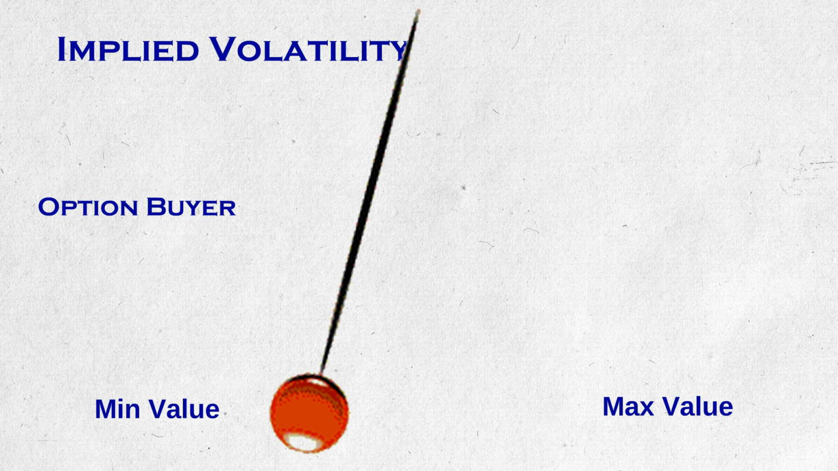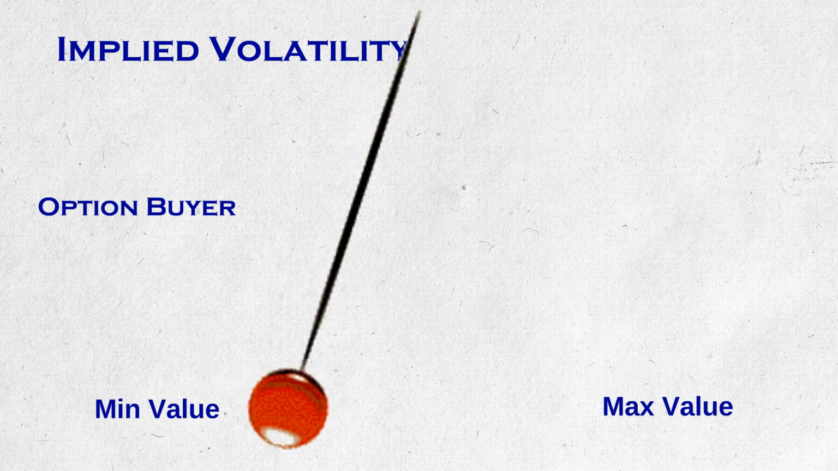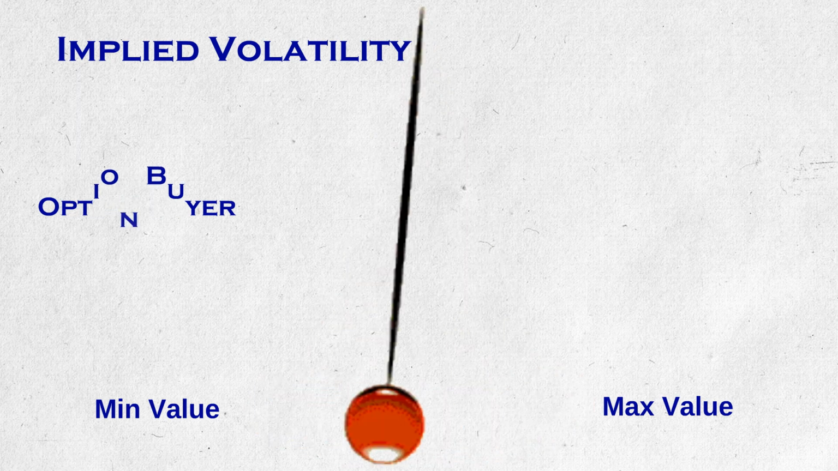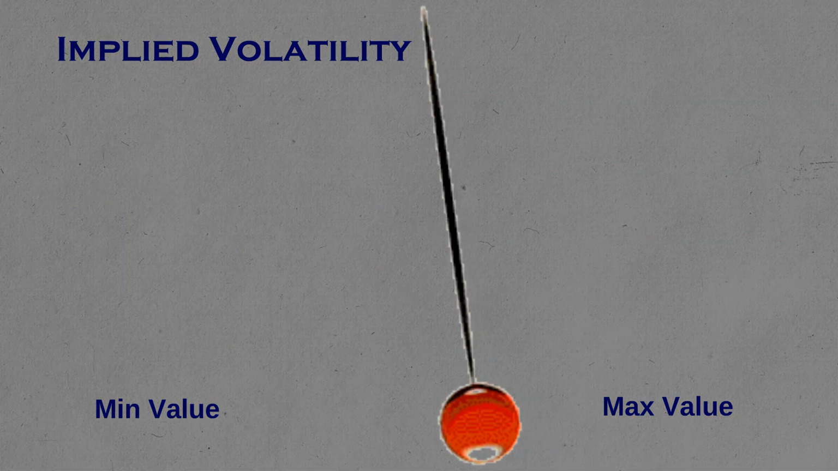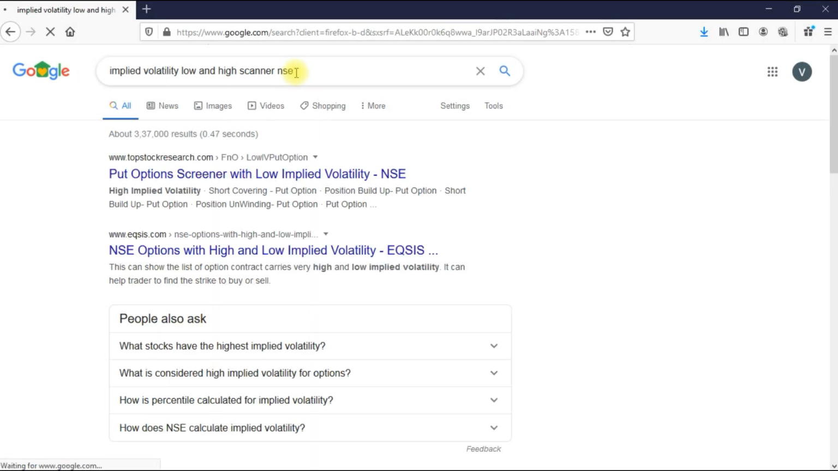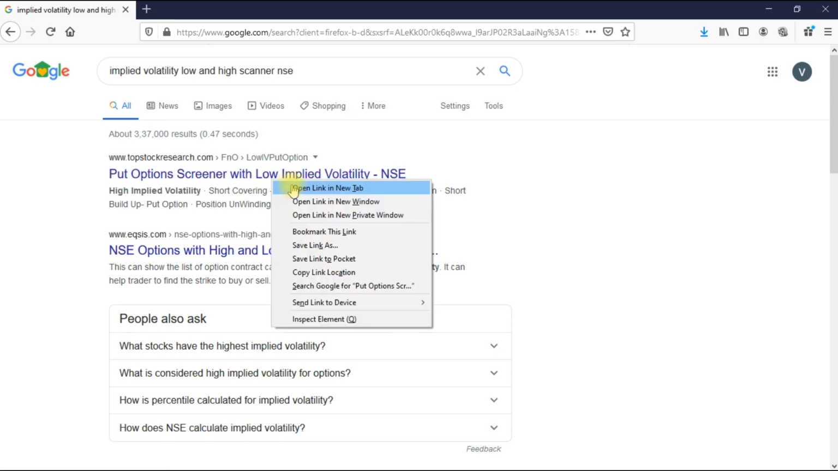Okay, finally, I did not see many screeners or sites which record this IV. I will search well and update you soon. But if you are okay with this logic, search in Google Implied Volatility Low and High Scanner NSE and open any website of your choice. Topstockresearch.com. Open this.